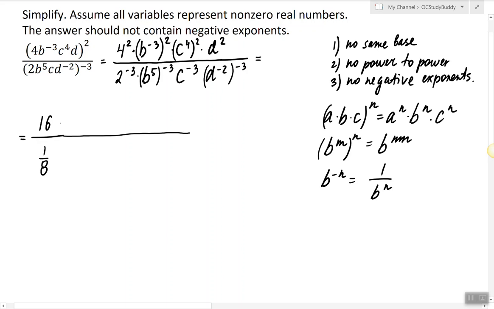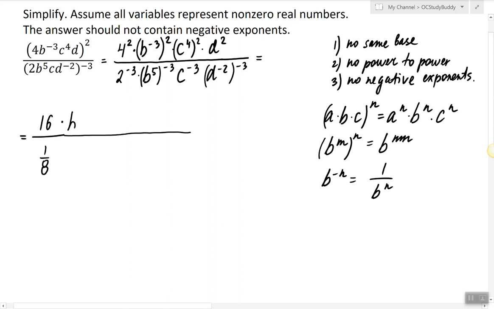So that takes care of all the numbers, and now let's use the property to simplify the rest of the expression. So b will be then raised to the power negative 6, c will be raised to the power 8, and d is still squared. In the denominator, we have b raised to the power negative 15, c to the power negative 3, and d to the power 6.